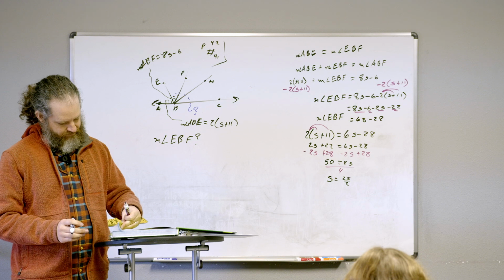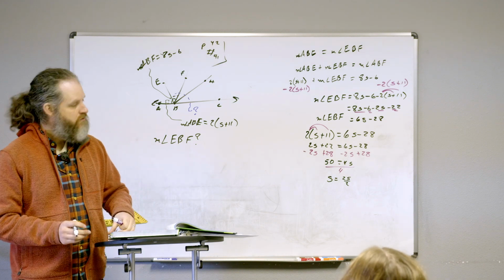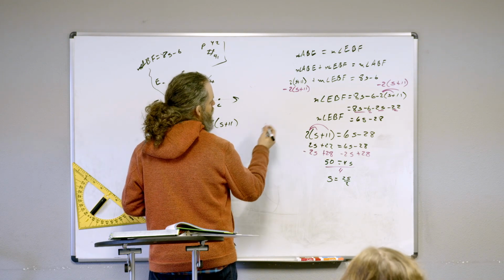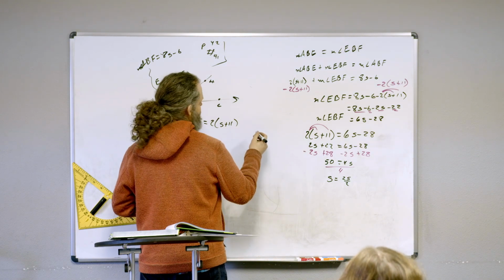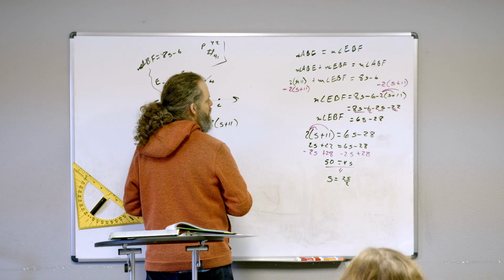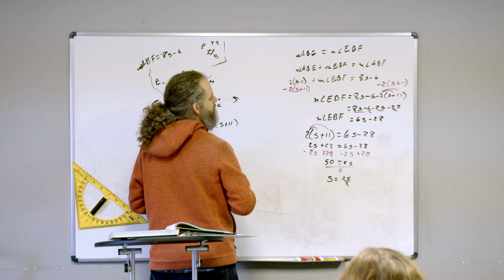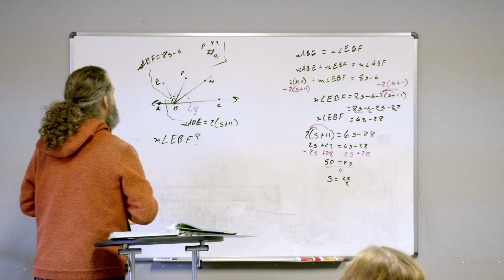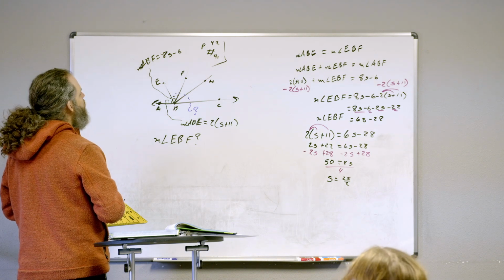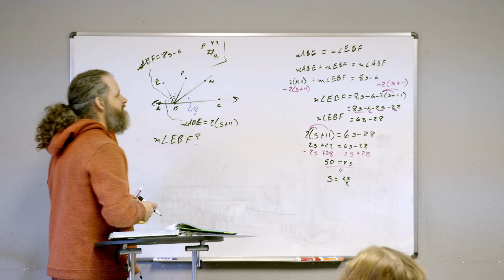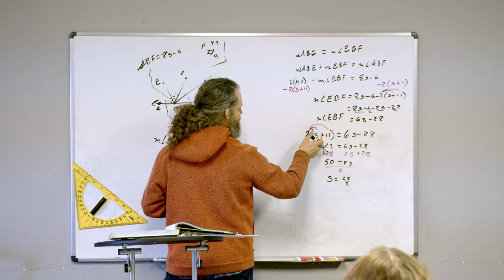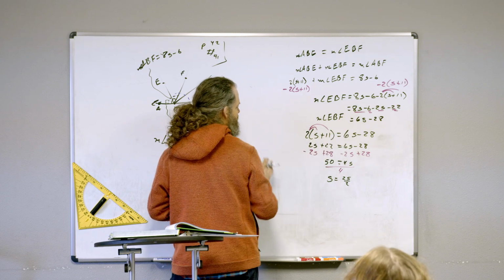Plug it back into 2S plus 11. Or the other one. Is it the same? Which one will be easier to plug it into? Well, EBF is the same as ABE. Yeah, but what is the other one? Oh, no, you're right, because that's the big one. That wouldn't work. We do have to plug it into this or this. Probably easier to plug it into this, but that's fine.